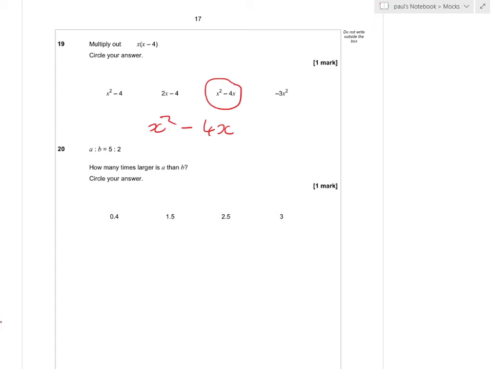A to B is 5 to do. It's 2.5 times, isn't it? 2.5. 2.5 times larger.